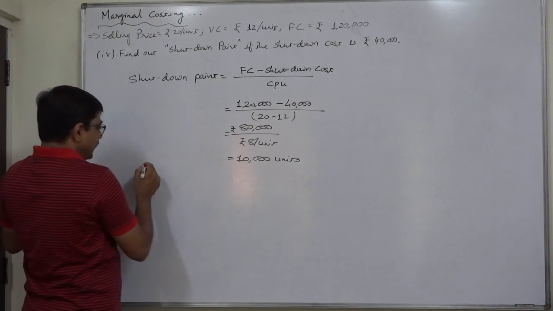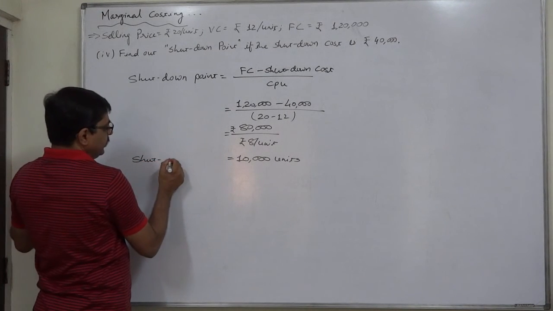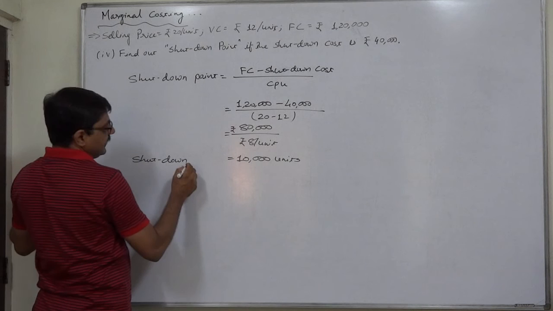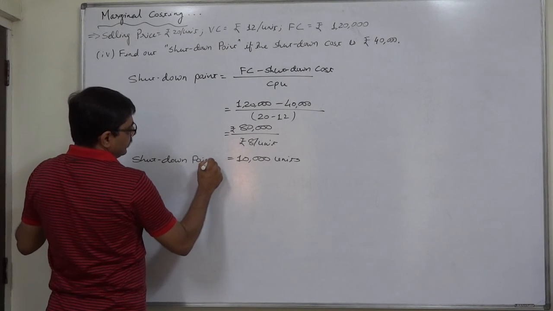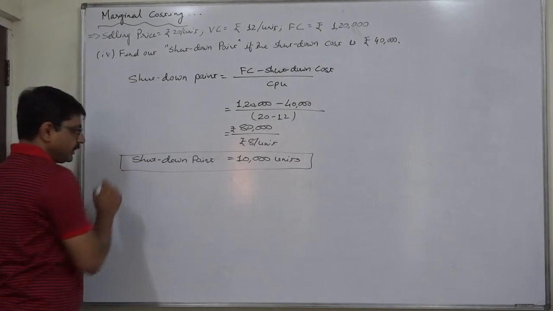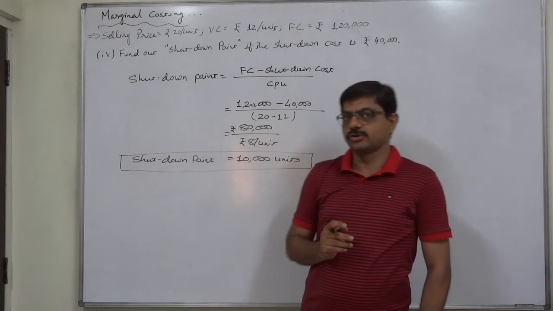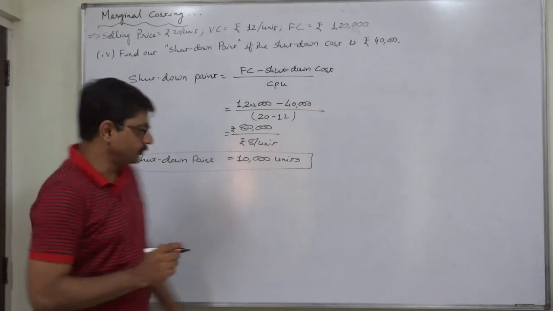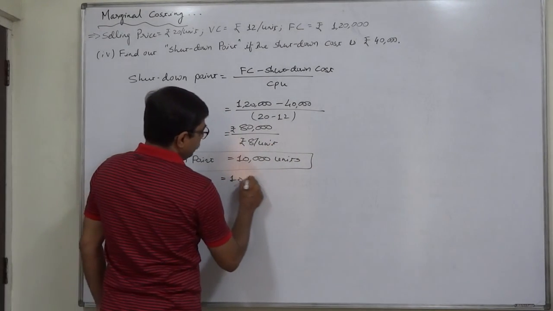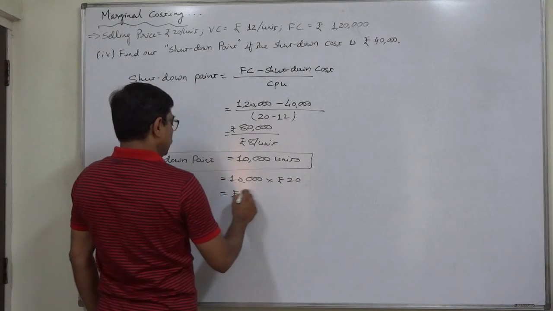When the sales are continuously decreasing, after continuous decrease, whenever the sales level reaches 10,000 units in the reverse order, the company can consider shutdown for a short period as one of the alternatives. The revenue will be 10,000 into rupees 20, rupees 2 lakh.